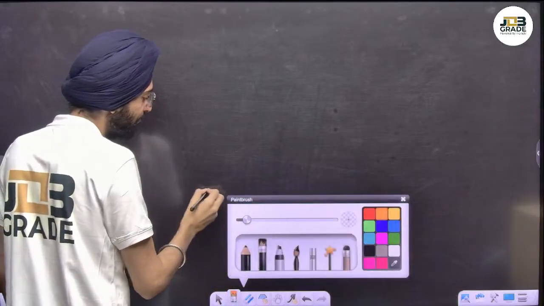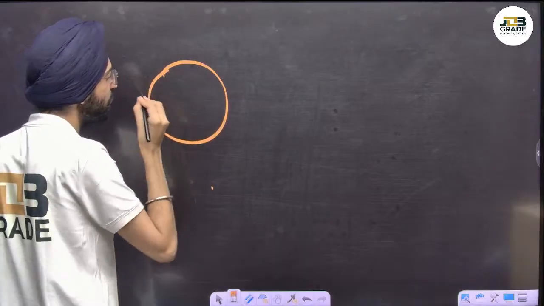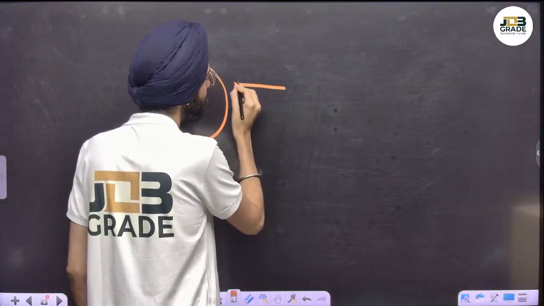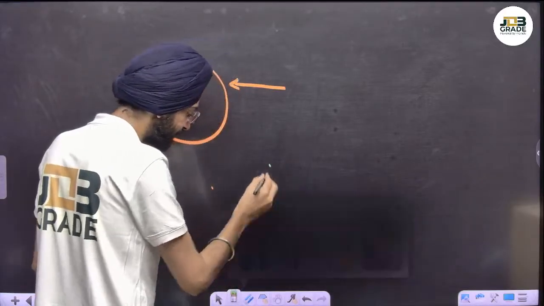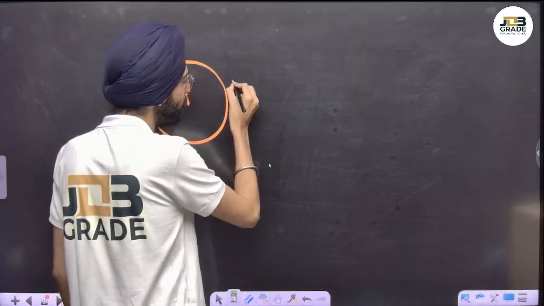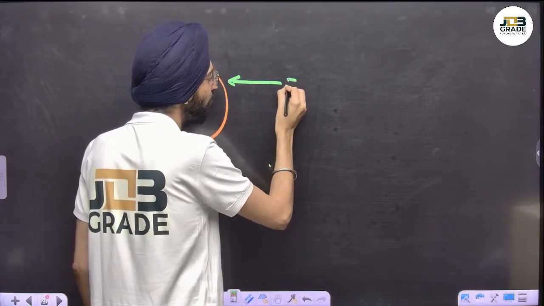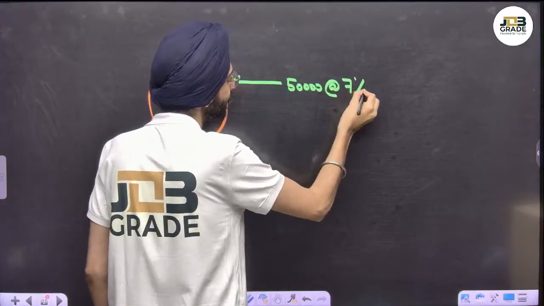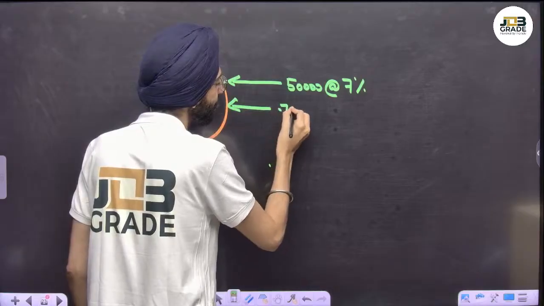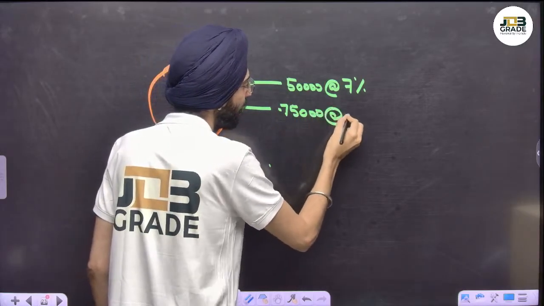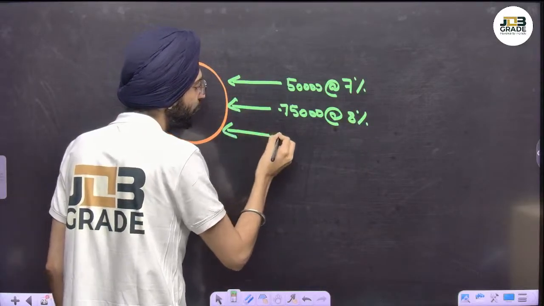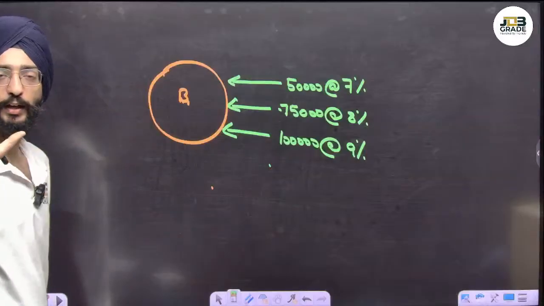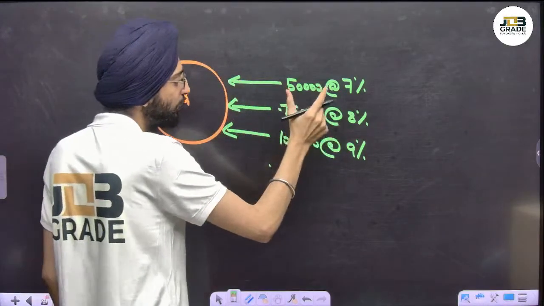Suppose this is a bank, B1. It receives three deposits: a 50,000 deposit at 7%, a 75,000 deposit at 8%, and a 1 lakh deposit at 9%. So it has deposit accounts at 7%, 8%, and 9%.